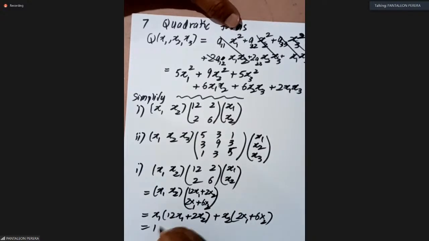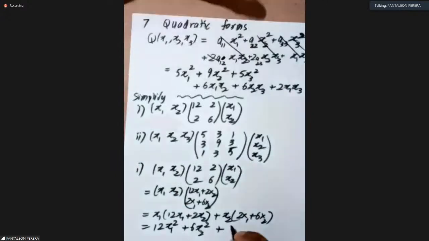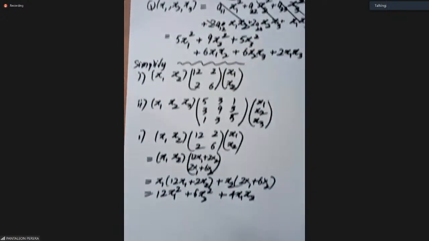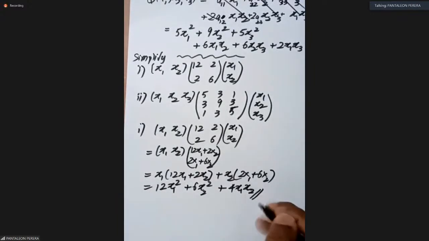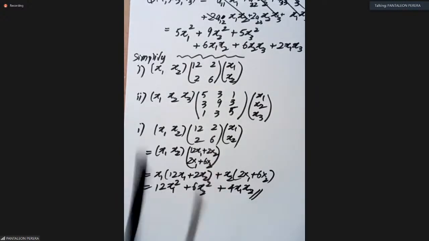What will you get? 12x1 squared. Here you have 6x2 squared. Here you have x1 x2: 2x1 x2, 2x1 x2, 4x1 x2. This is the answer. But there's a connection between these two. When you have this one, you can directly write it like this. How would you do that?